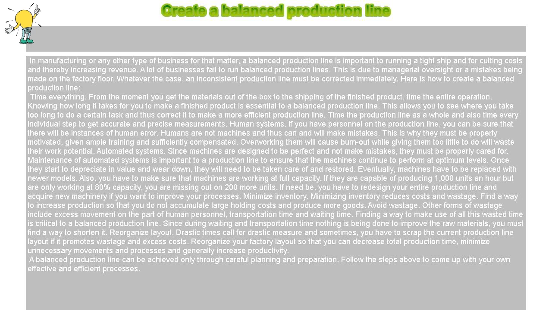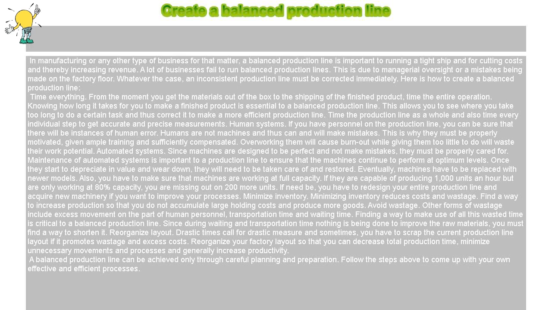Knowing how long it takes for you to make a finished product is essential to a balanced production line. This allows you to see where you take too long to do a certain task and thus correct it to make a more efficient production line. Time the production line as a whole and also time every individual step to get accurate and precise measurements.